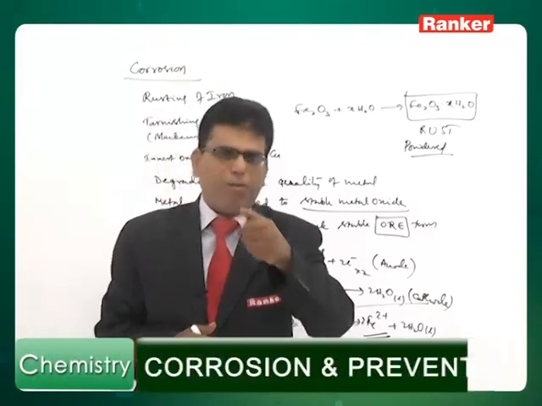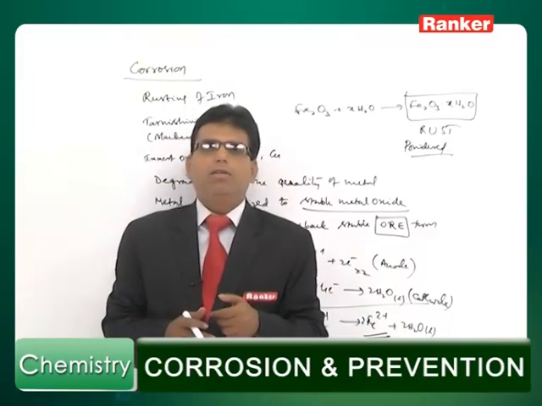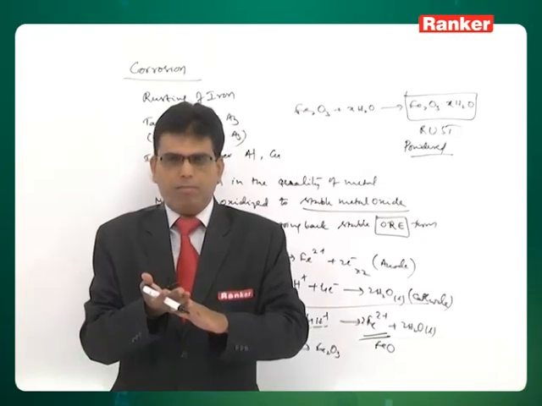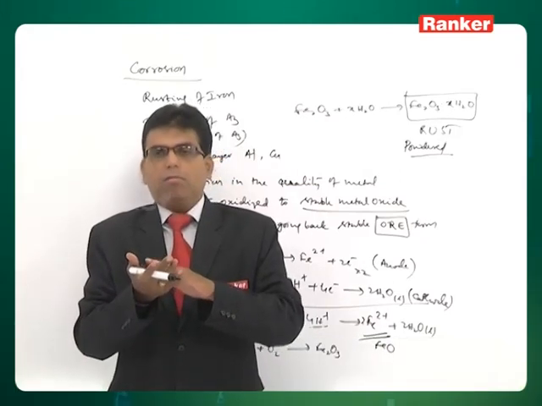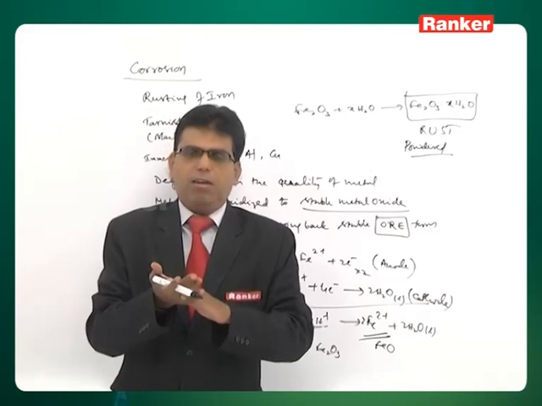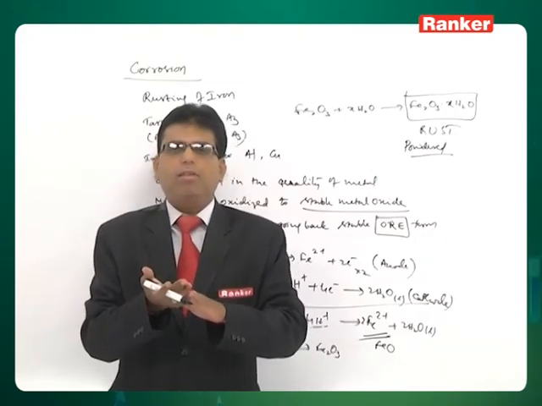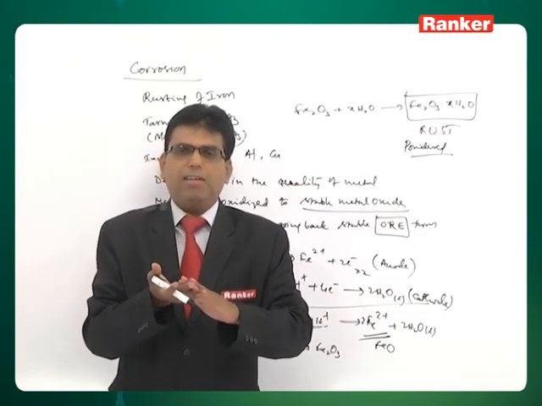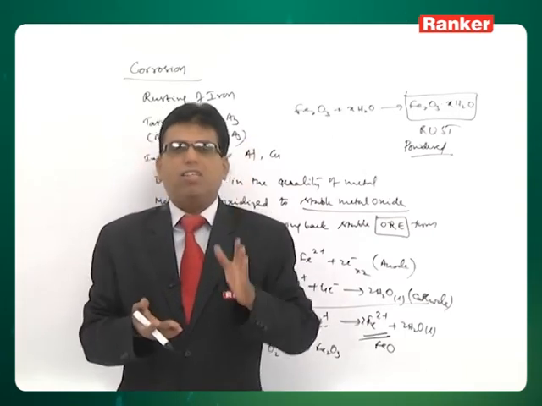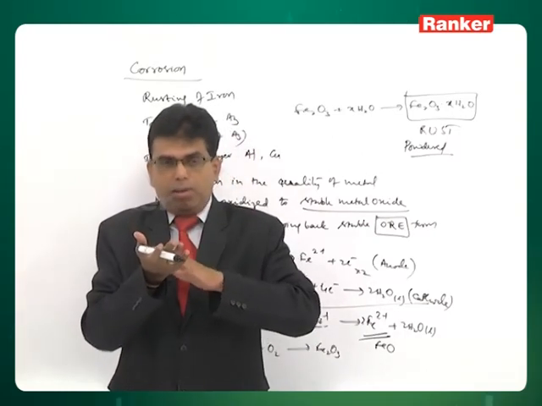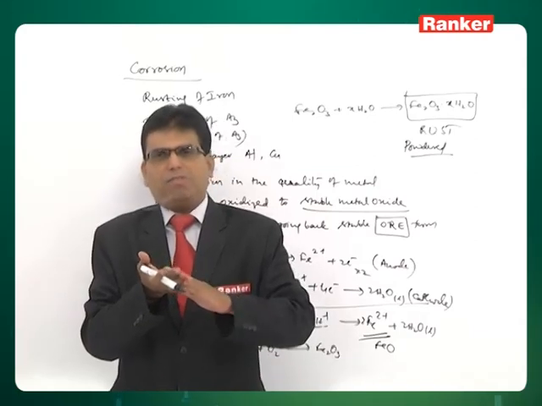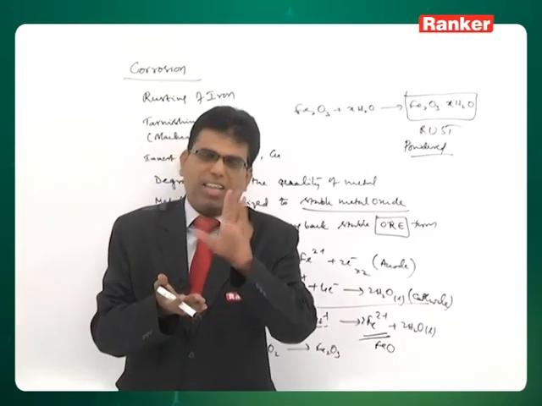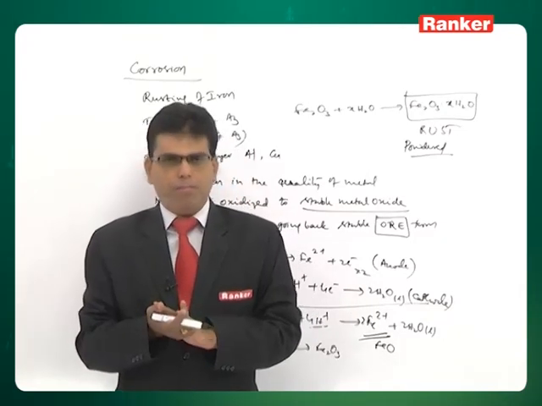To prevent this corrosion, to prevent this rusting, we have different types of solutions. What are they? First, painting. When an iron sheet, iron metal gets painted, the formation of that unreactive layer of paint will prevent iron from getting oxidized easily, because having a layer of paint on the surface of a metal prevents the iron metal from coming in direct contact with the oxygen and atmospheric gases. So, we can prevent the corrosion. That is point number 1.